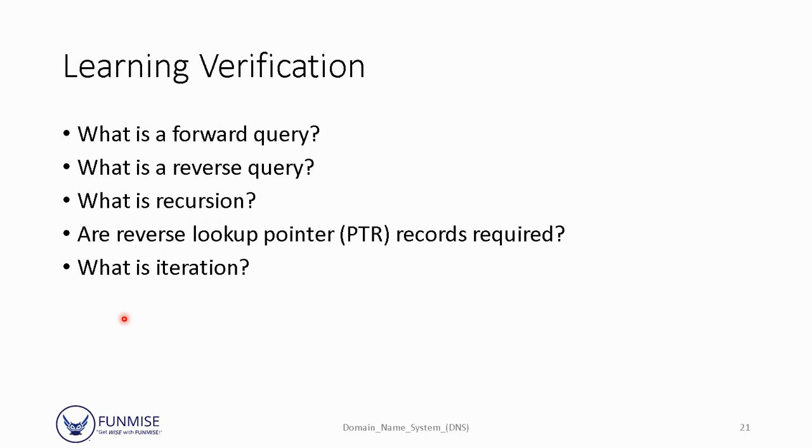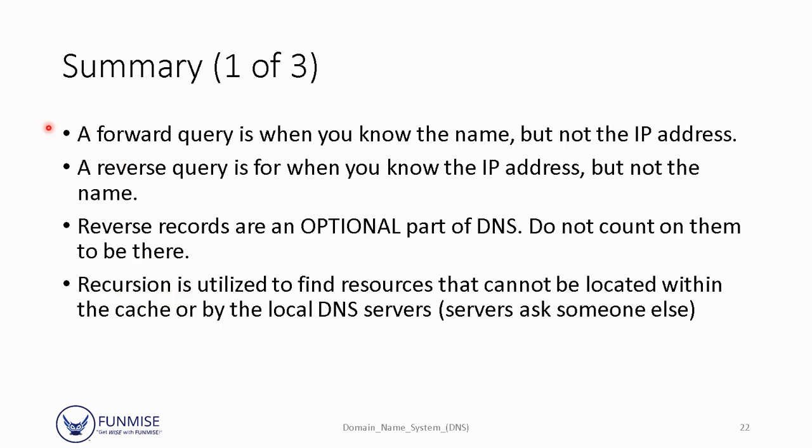Now, learning verification. What is a forward query? What is a reverse query? What is recursion? Are reverse lookup pointer PTR records required? What is iteration? Okay, so a forward query is when you know the name but not the IP address. A reverse query is for when you know the IP address but not the name. Reverse records are an optional part of DNS. Do not count on them to be there.